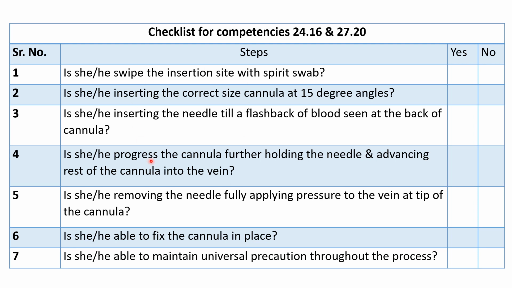Now this is the checklist by which we assess the student. We will check if the student is able to swab the insertion site with spirit, then with betadine, then again with spirit. Inserting the correct size of IV cannula at a 15 to 30 degree angle. Inserting the needle till flashback of blood is seen at the back of the cannula. Then the student progresses the cannula further, holding the needle, advancing the rest of the cannula, removing the needle fully, applying pressure on the vein at the tip of the cannula, fixing the cannula properly, and maintaining universal precautions.